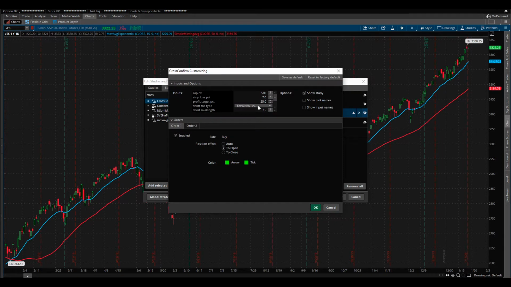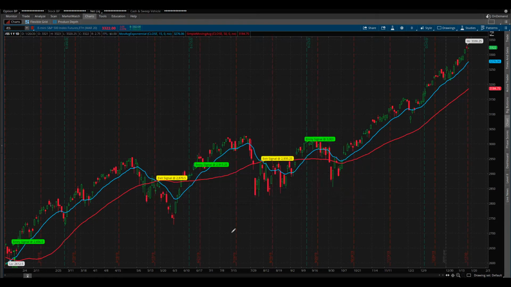So what this does is this actually will give me a 15 exponential, 50 simple, and this will actually tell me each time it crosses. And then also it will give you a stop loss and target profit. So if I want to make 25%, if I want to stop out at 7%, this will tell me everything. But when I put this on here, you can see entry, exit, entry, exit, entry, and then we're still in an entry based on just this.